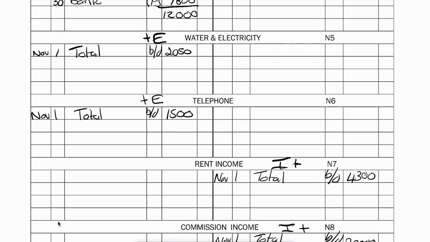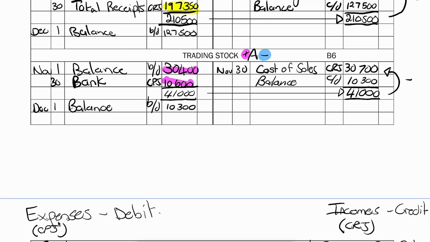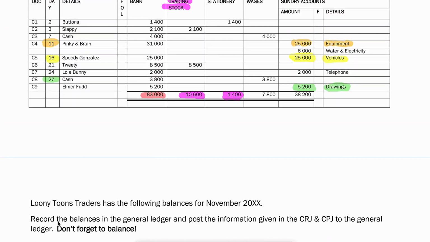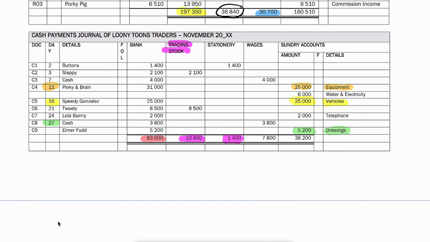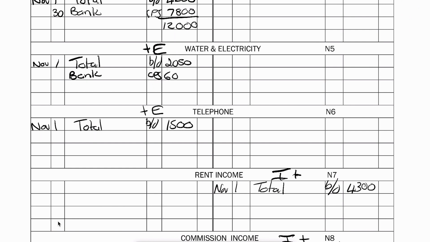Alright, water and electricity, same story. It's an expense. So we have our contra account, which is bank. We pay for water and electricity in the CPJ. And our total for water and electricity, which takes place on the 11th, is 6,000 rand. So we go down to our water and electricity. We put in our 6,000 rand. It takes place on the 11th. We add them up, and it should give us 8,050 rand.